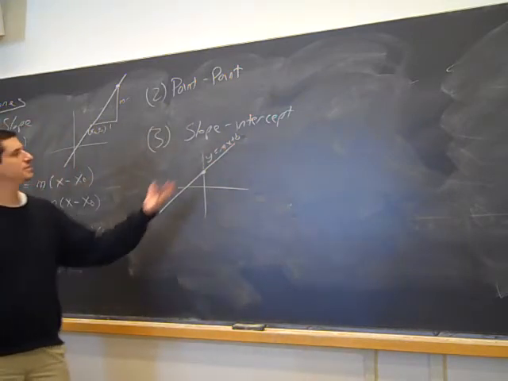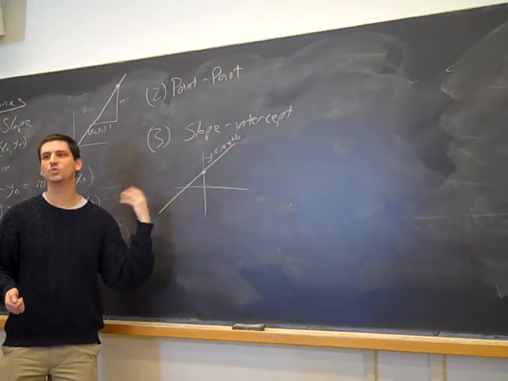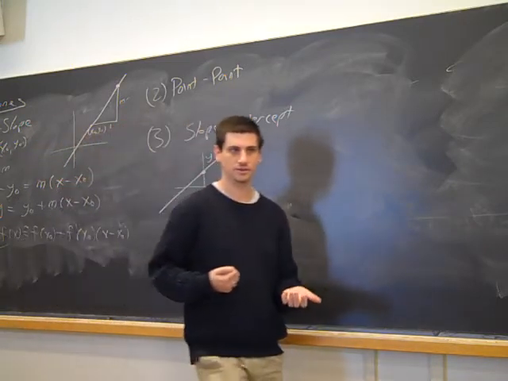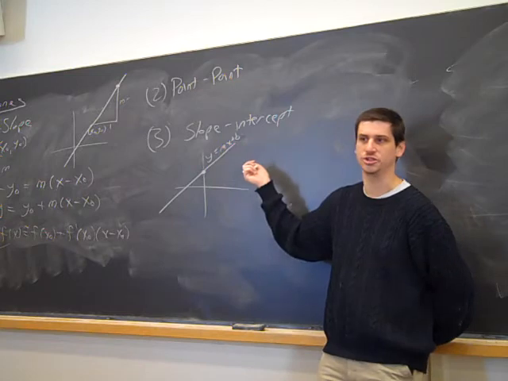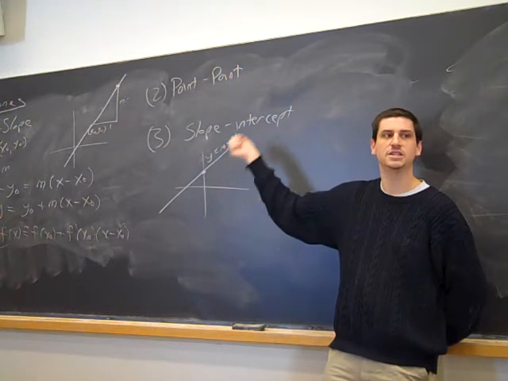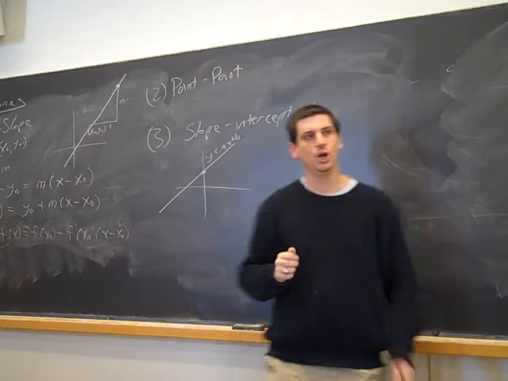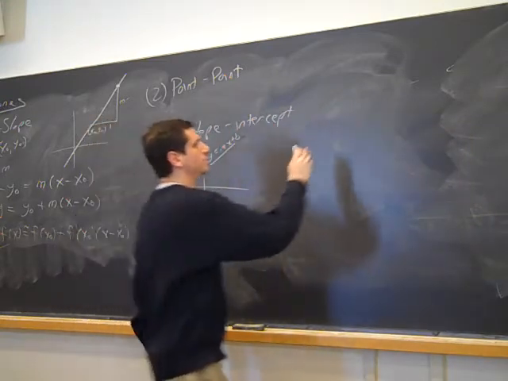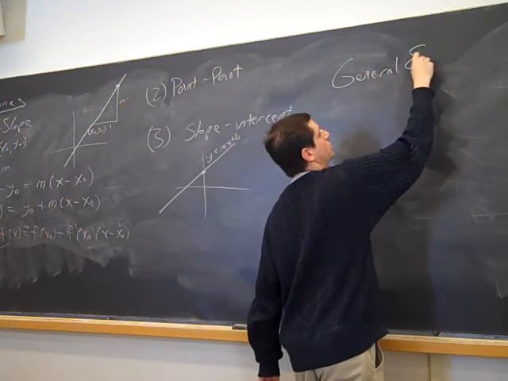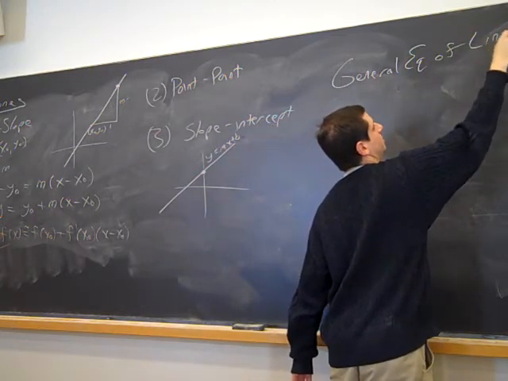Well, we've already done lines in 2-dimensional space. Lines in 1-dimensional space is pretty boring. That one-dimensional space is your line. Two-dimensional space is what we're used to. The question is, how do we generalize what we've done in the plane to three-dimensional space? Well, let's think about what a line is going to mean. So, general equation of a line.